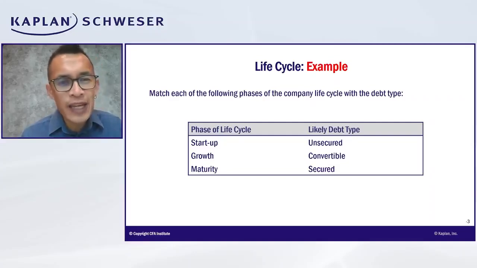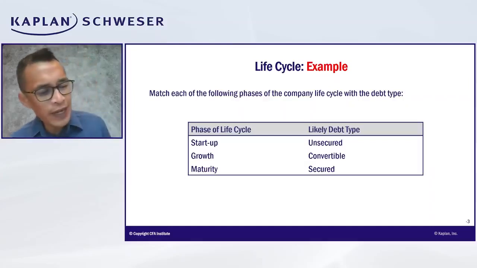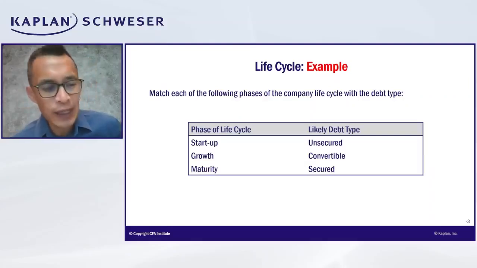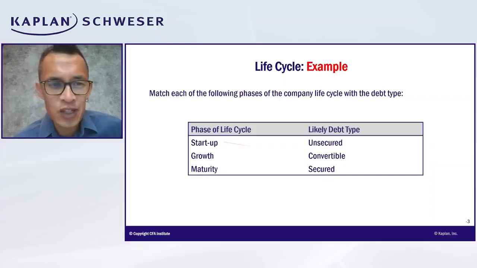Looking at this, we can see that in the early stages of the corporate life cycle, the only types of debt available are leases and convertible debt. So the best answer here is that startup is going to match up to convertible debt.